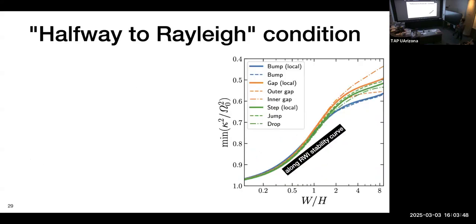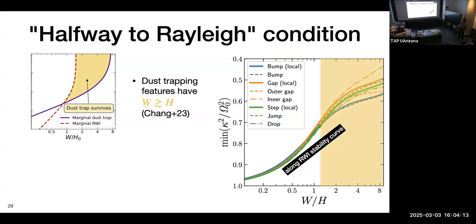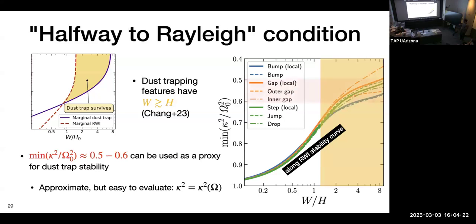Here are some other insights, but here's what I want to write. Basically, the title of the talk: the halfway Rayleigh condition. What I'm plotting here is the value of kappa squared along the RWI stability curve. If you remember, dust trapping features have widths greater than a scale height, so I'm shading that here as well. We can just read off what the values are. This kappa squared minimum from this plot is around 0.5, 0.6, so halfway, because kappa squared being 0 is really instability. So it's not really exact, as you can see.